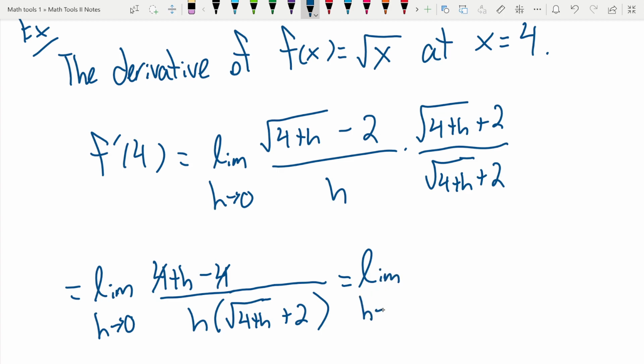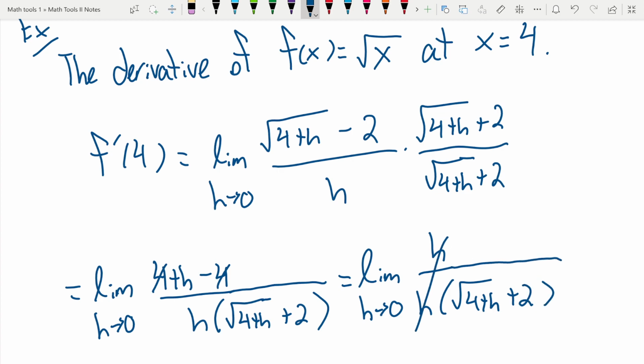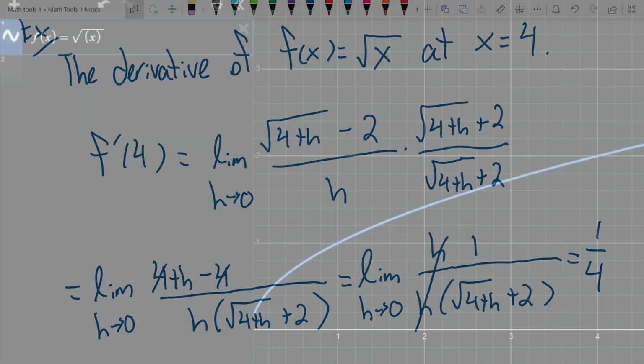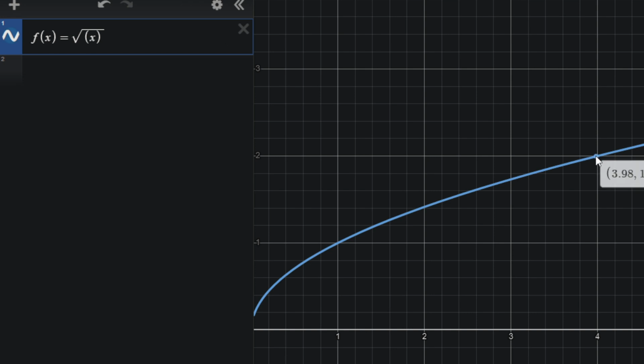So now we have the limit as h approaches 0 of h over h times the square root of 4 plus h plus 2. The h's cancel out here, so we just have a 1 up here. And now we can take the limit as h goes to 0. So this will be 0. We'll have the square root of 4, which is 2, plus 2. So we're going to get 1 over 4. Okay, so the derivative is 1/4. So looking back at the graph here, we can say that the slope at this point would be 1/4.